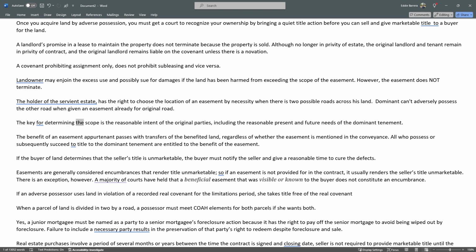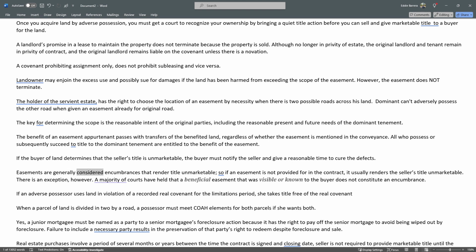The key for determining the scope is the reasonable intent of the original parties, including the reasonable present and future needs of the dominant tenement. The benefit of an easement appurtenant passes with transfers of the benefited land, regardless of whether the easement is mentioned in the conveyance. All who possess or subsequently succeed to title to the dominant tenement are entitled to the benefit of the easement. If the buyer of land determines that the seller's title is unmarketable, the buyer must notify the seller and give a reasonable time to cure the defects.